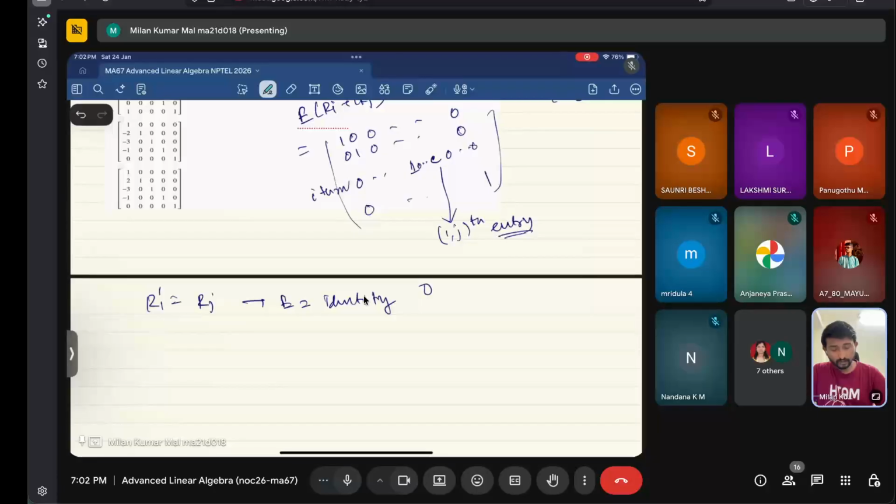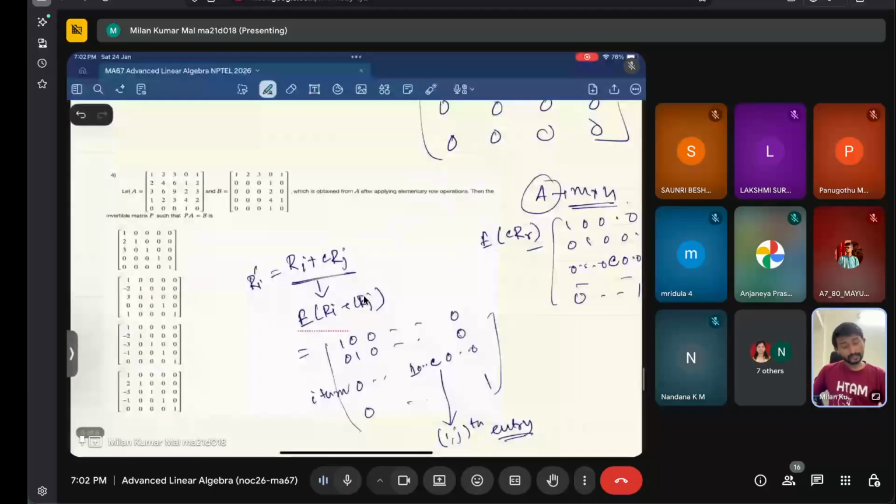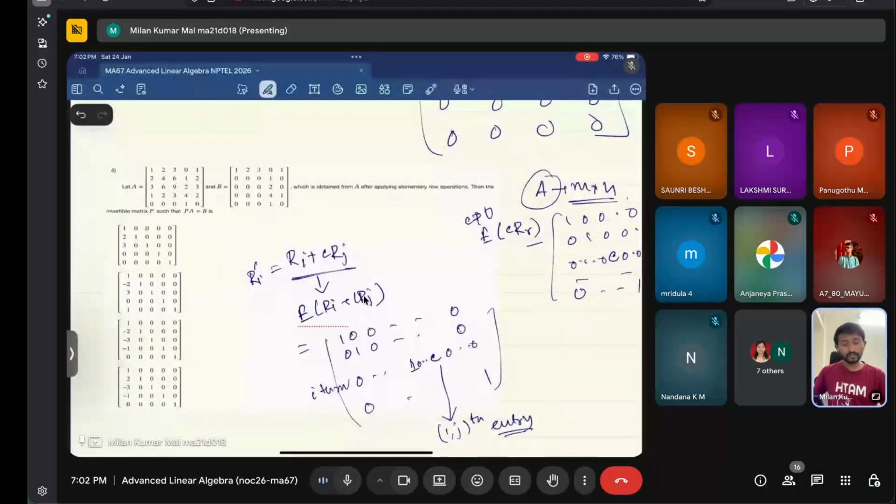with interchange of the ith row and jth row. So note that here C is non-zero. In Ri plus C Rj, C can be zero, that's not a big deal, but when you are doing scalar multiplication, that has to be a non-zero scalar.